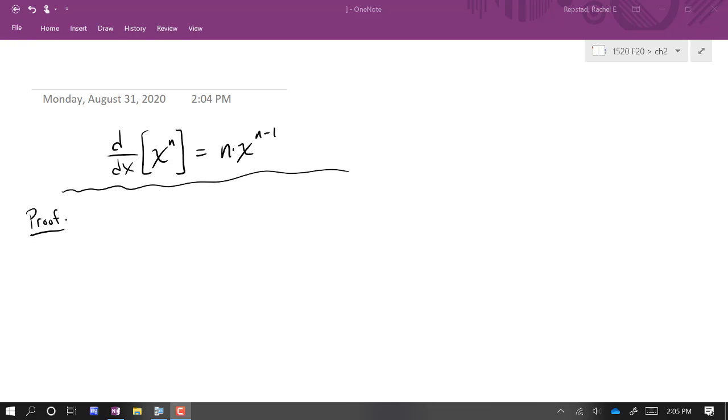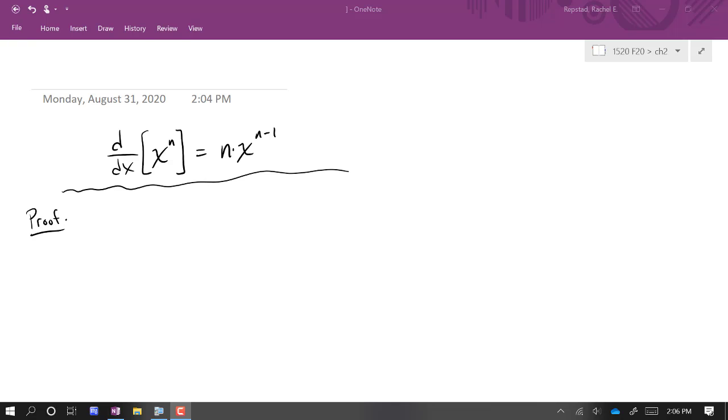All right, we're going to derive this formula, the power rule formula that we learned to use in this last section. And we're going to do it by using the limit definition. So here's the formula: the derivative with respect to x of x to the n is n times x to the n minus 1. And that formula is what allows us to not have to set up the limit every time we need to find a derivative. So it's super useful.